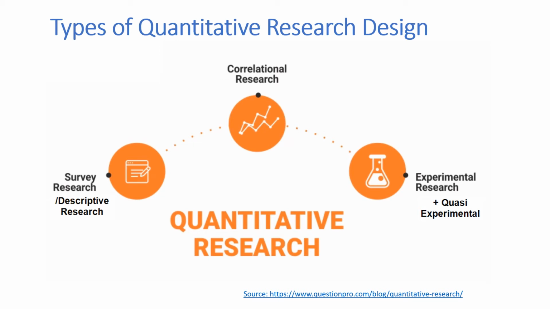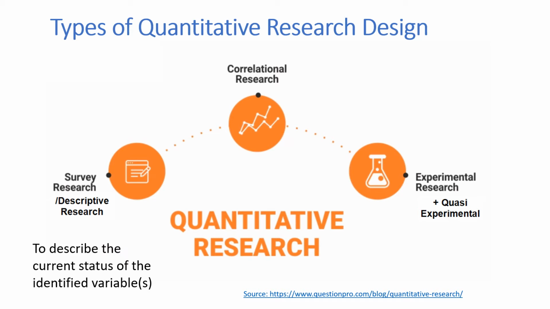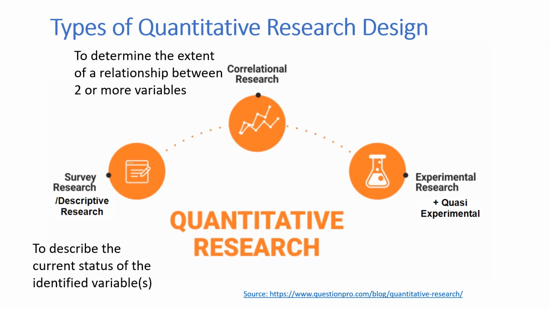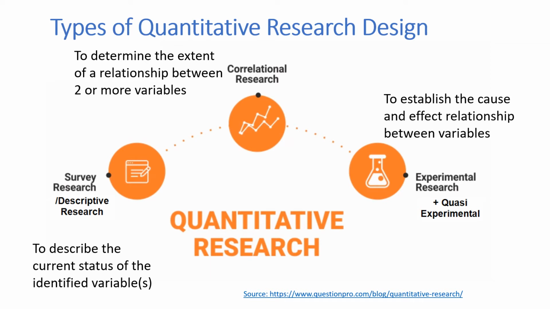So let's look at these three types of research designs generally. Survey research or descriptive research attempts to describe the current status of the identified variable or variables. As far as correlational research, you can see a clue to what it does in the image here and also the name of this type of research. The aim is to determine the extent of a relationship between two or more variables. So if you want to know if these variables are linked, then you would do a correlational type of study. And finally, experimental research, which includes quasi-experiments, which we'll talk about. It attempts to establish whether there's a cause and effect relationship between variables.